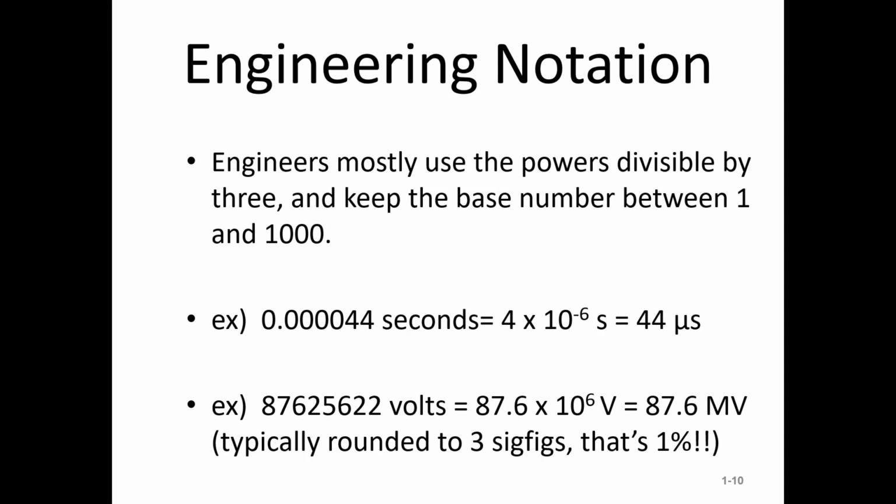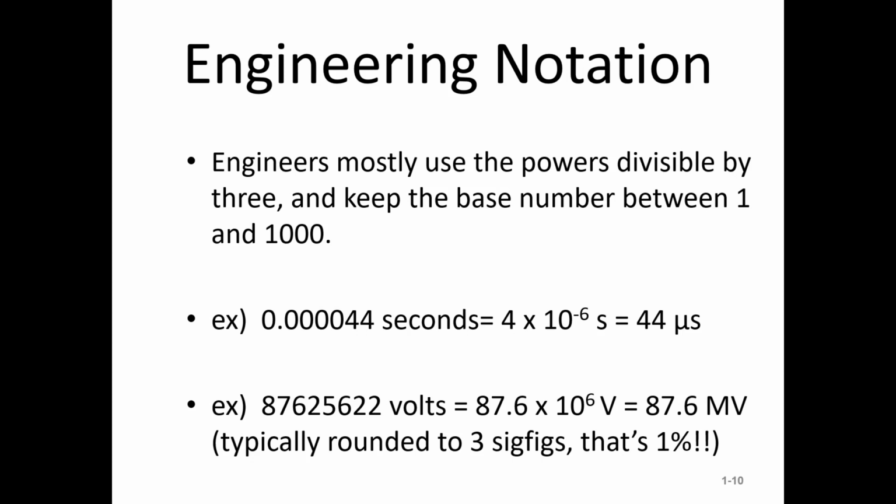Likewise, if we had a big number like 87,625,622 volts, that's hard to say. So it's easier to move the decimal point to the left by 6 spaces and make it 87.6 times 10 to the 6 volts, and then use the prefix mega on the unit volts. So it's 87.6 megavolts.